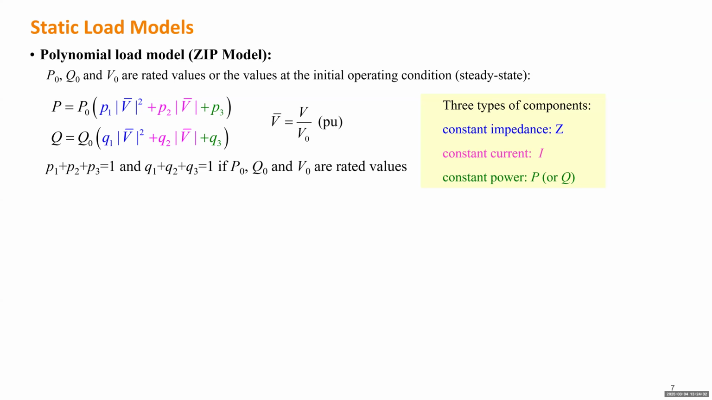Because we let P0 and Q0 be the rated values of P and Q, it means P1 plus P2 plus P3 has to be 1. They together take 100%. Similarly, Q1, Q2, Q3 together take 100%.